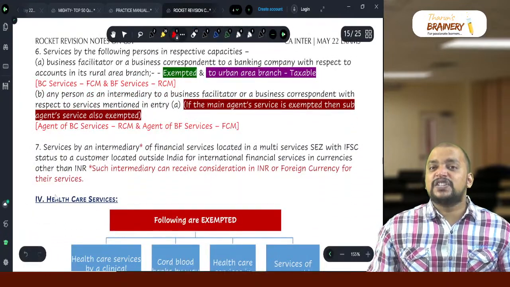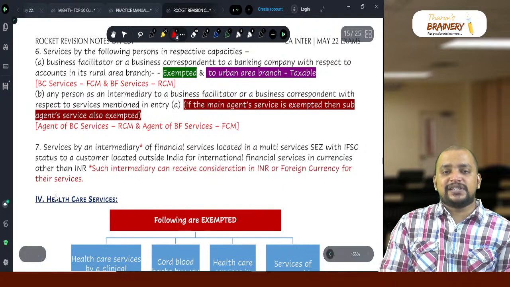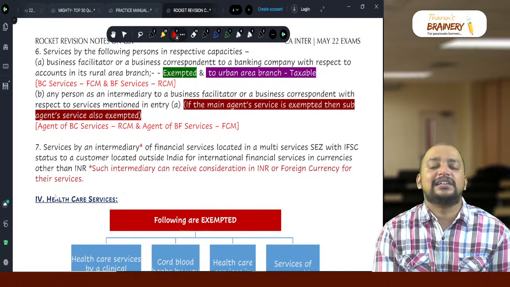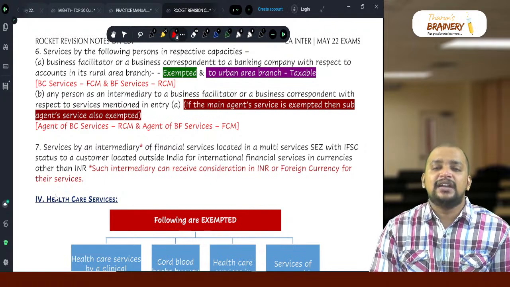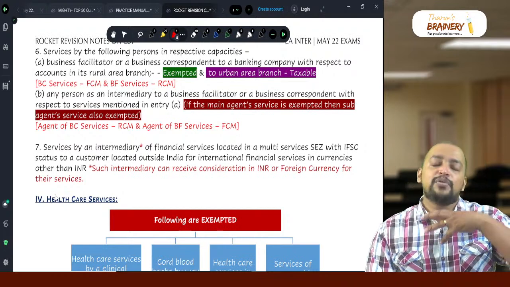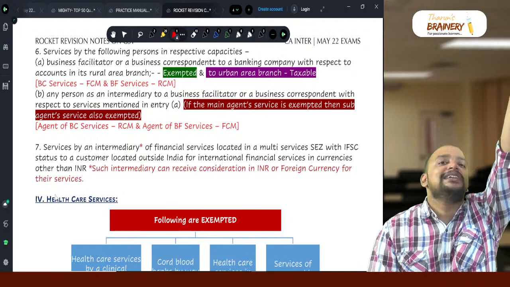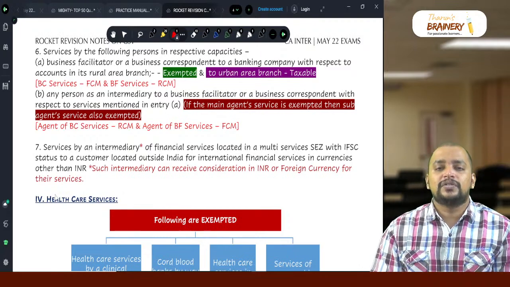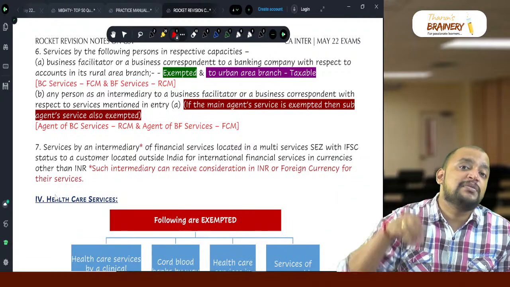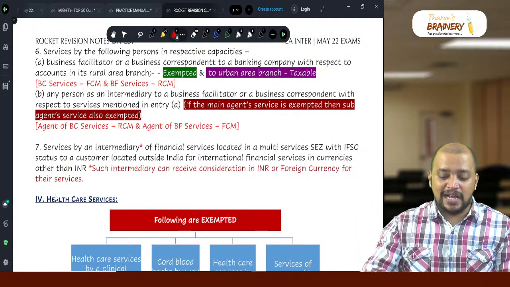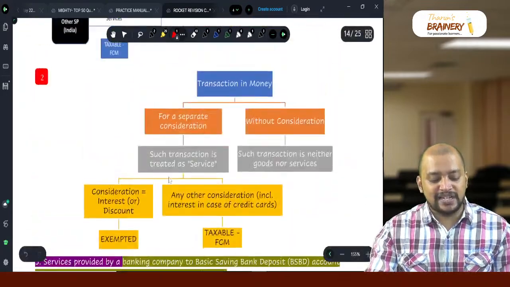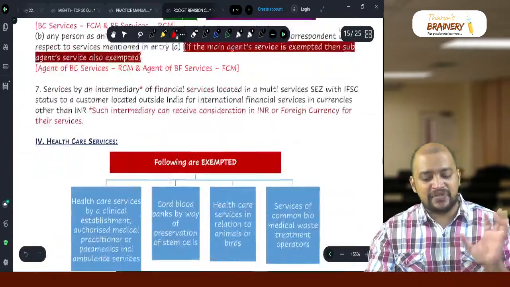So we have services provided by an intermediary of financial services located in a multi-service SEZ. There is a multi-service SEZ in India, that is Gujarat Finance Tech City, and in that multi-service SEZ, the person who is located is an intermediary providing services to their customers outside India in relation to transactions involving foreign currency. Now whatever money that this intermediary in India will be receiving will be exempted. That is this. So then healthcare services. So these are the 7 points that we have in relation to banking and other financial services.